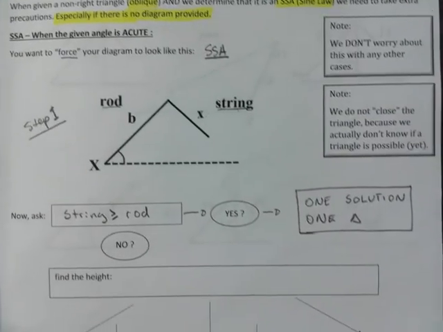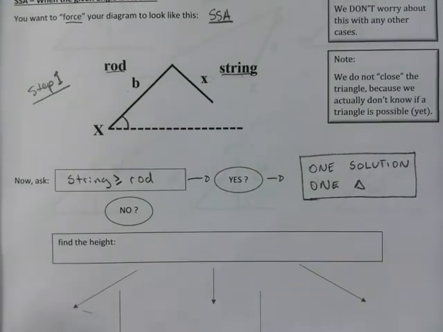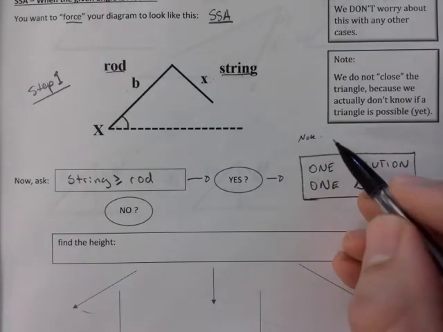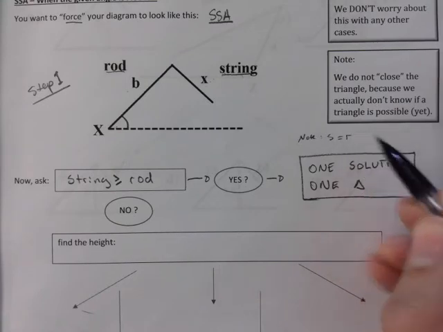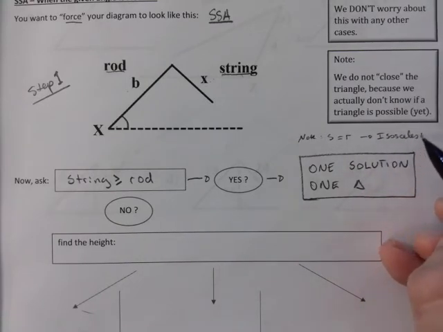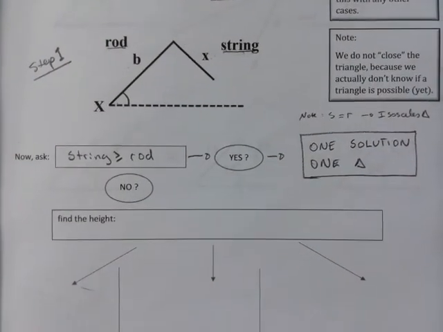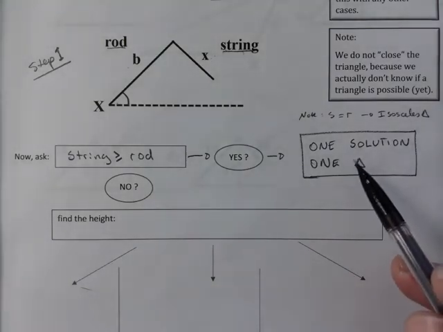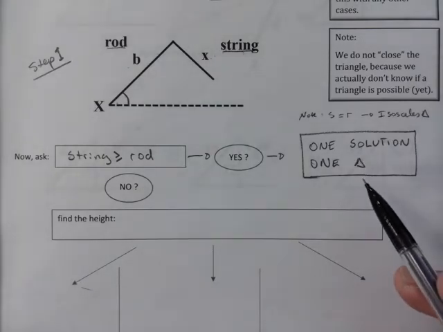Oh, you can't see that, sorry. I'm too excited when it comes to ambiguous triangles. It's hard to teach, right? I will say this, note: if the string is equal to the rod, that's an isosceles triangle, that's it. If it's greater than, it's still one triangle, but it's not isosceles. So keep that in mind.